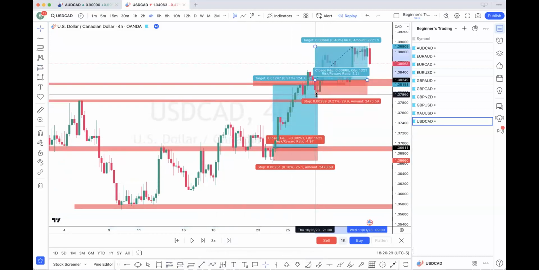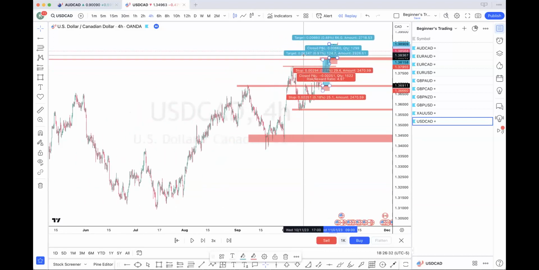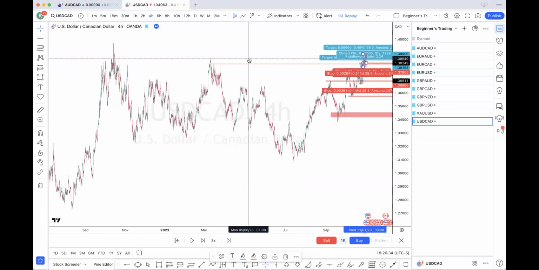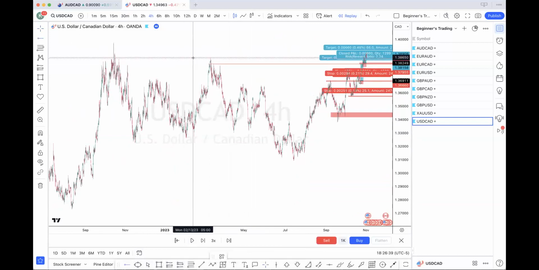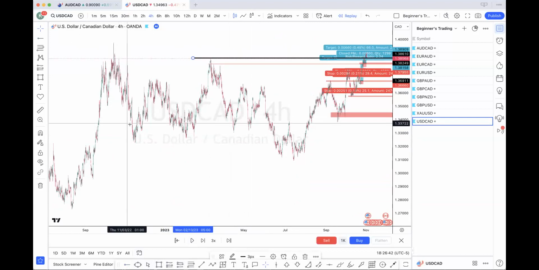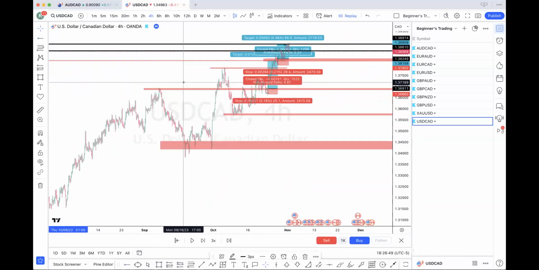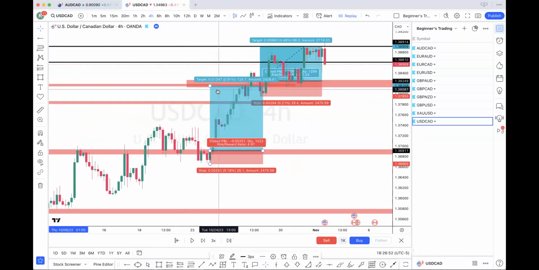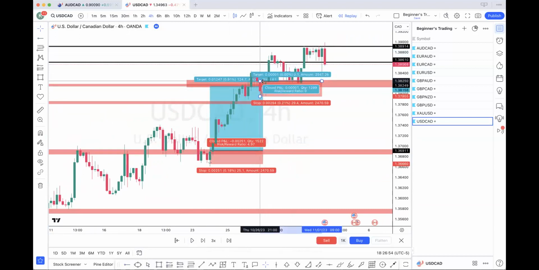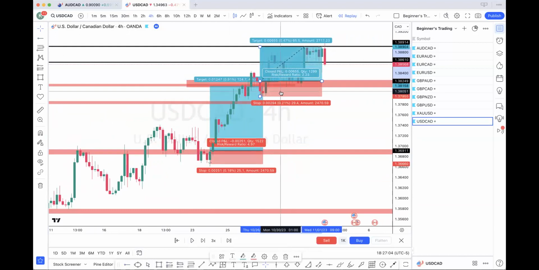I would have covered my order block, and then I would have looked to the left to see where my next zone was. So you have this high here, and I'm just going to go to this zone here. So this order block, I would have taken either to here, which was 34 pips, or I would have taken it to this zone here, which is 66 pips.